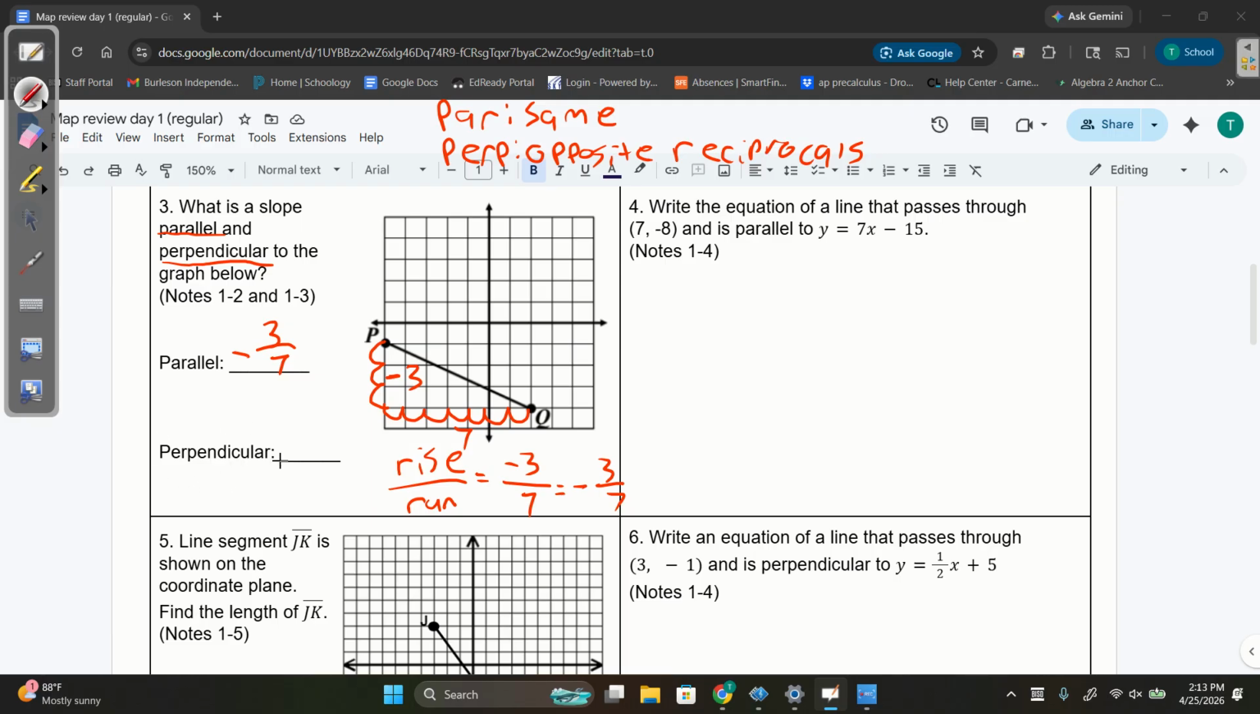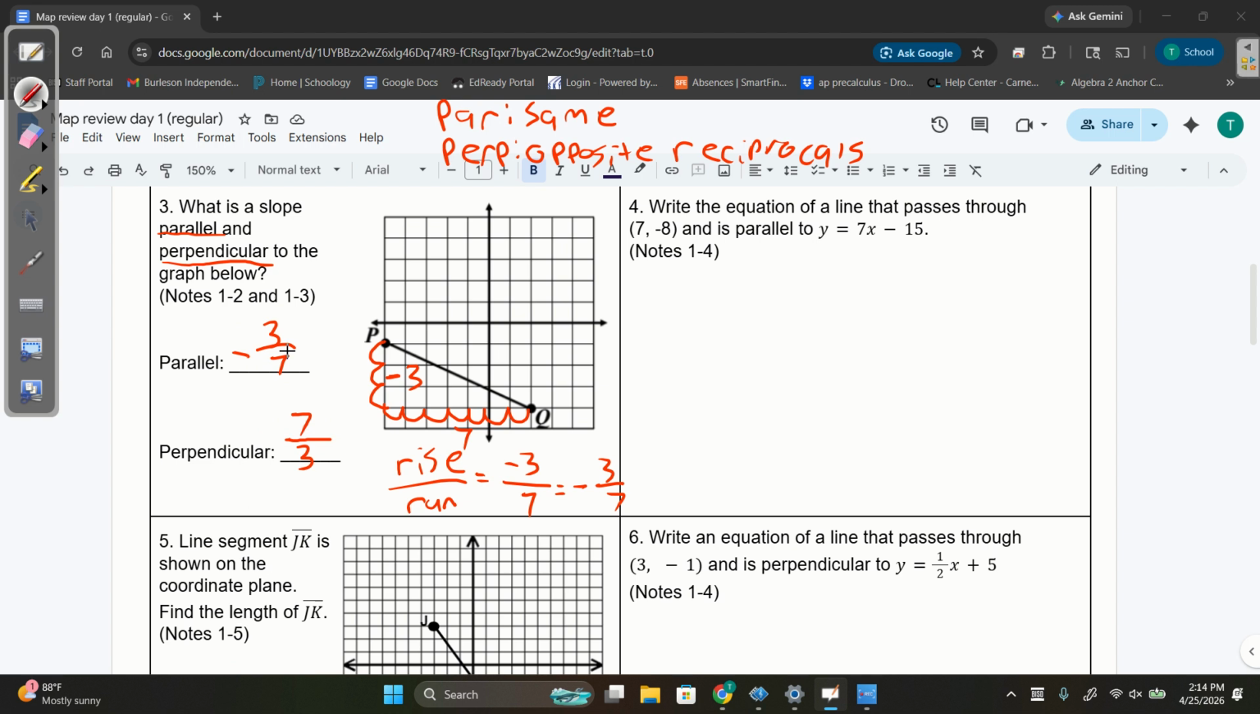The perpendicular slope is the opposite reciprocal. Opposite means I change the sign, so instead of negative, it's going to be a positive slope. And then reciprocal means I flip the fraction. So instead of 3 over 7, I would have 7 over 3. My parallel slope and my perpendicular slope.